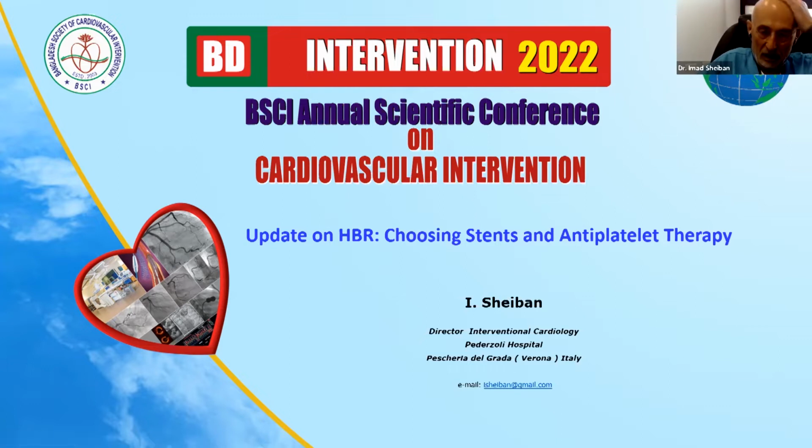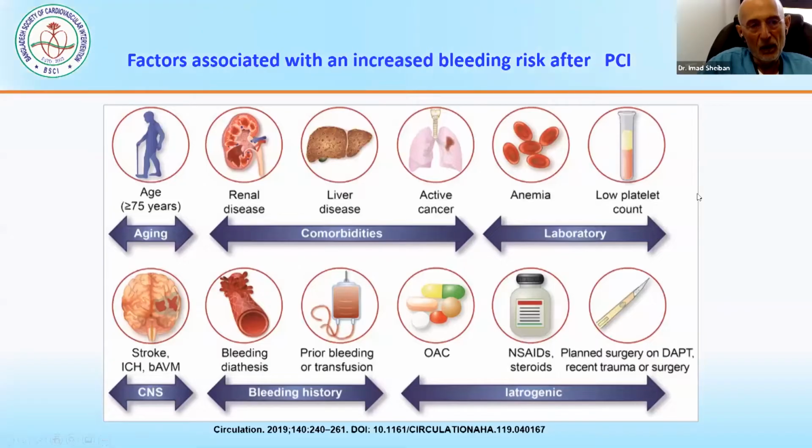Today I have a challenging topic, that means the choosing of stent and antiplatelet therapy in high bleeding risk patients. We know that there are some factors associated with an increased bleeding risk after PCI, and you can see the age, renal disease, liver disease, active cancer, something related to laboratory testing, bleeding history, iatrogenic as well.